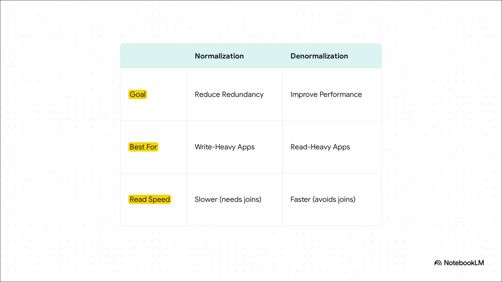So really, it all boils down to this fundamental trade-off. Normalization is all about data integrity. It's fantastic for applications where you're constantly writing new data, like a banking app, and you absolutely cannot have errors. Denormalization, on the other hand, is all about raw read speed. It's perfect for something like a blog or a news site where millions of people are reading the same information and you need to serve it up as fast as possible.